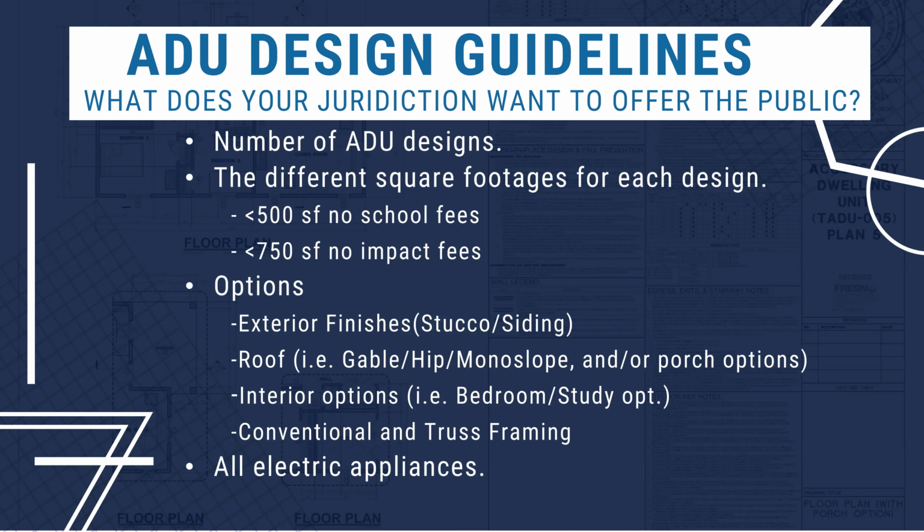Do you want to have a porch option, interior options like a bedroom or a study? If you're going to offer the applicant either conventional framing or truss framing. If it's going to be all electric, that's the way the energy code is moving people, to just provide electric appliances. So it does save applicants that extra utility of running gas to the back of the property where the ADUs are normally located.